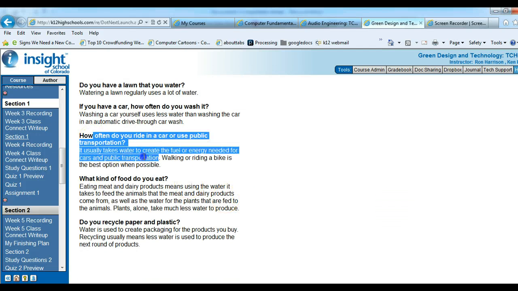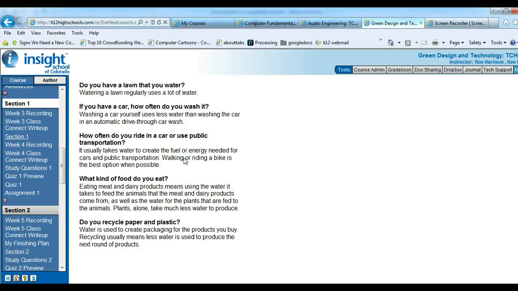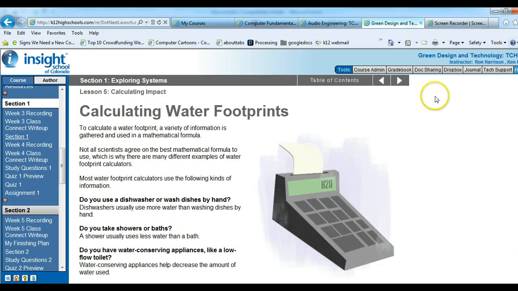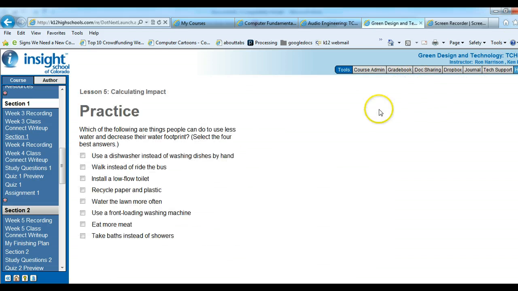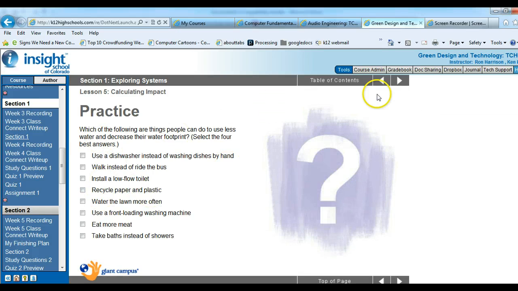Also public transportation. So imagine if you use public transportation all the time, that uses water, but it would use a little bit less if you don't have to wash your own car or something. But obviously walking or riding your bike is the best thing. What type of food do you eat? Meat and dairy products mean that water has to be used for those animals. But of course, water also has to be used to produce plants. But plants take much less water to produce a pound of food than to produce a pound of meat. So that's things to think about as far as your water use. So go through this practice, see what you've learned.